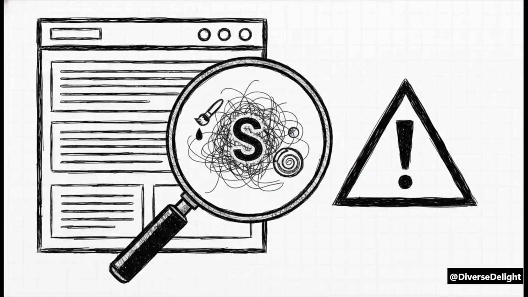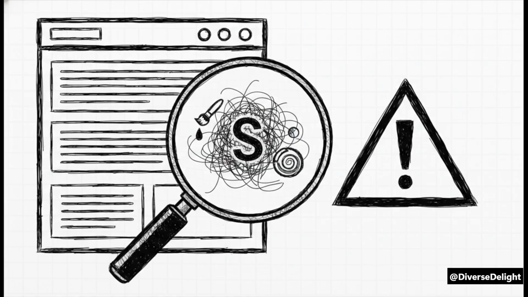And finally, we have inline style. This is where you apply a style directly to one single HTML element. Now, you really want to use this one sparingly. Why? Because you're putting style information right back into your HTML file. You're mixing the content and the presentation all over again, which is the exact problem CSS was invented to solve in the first place.